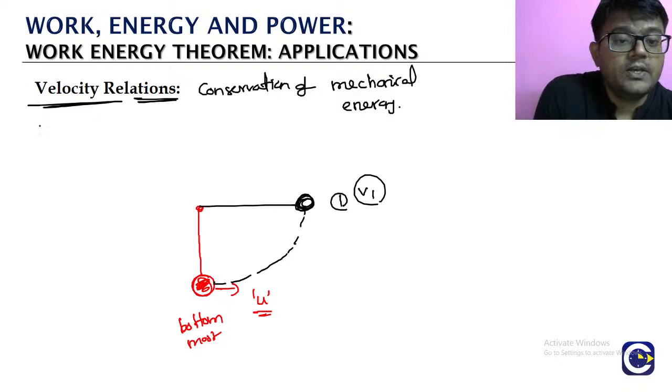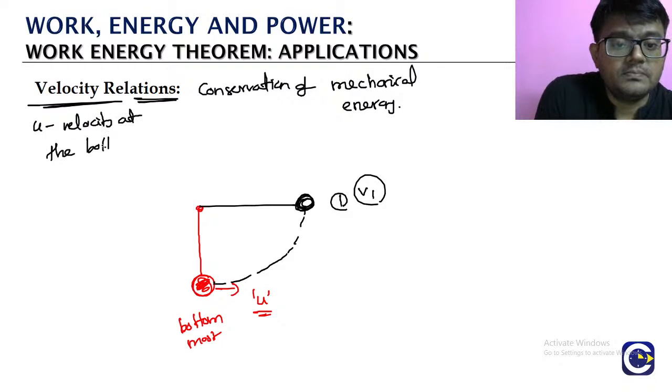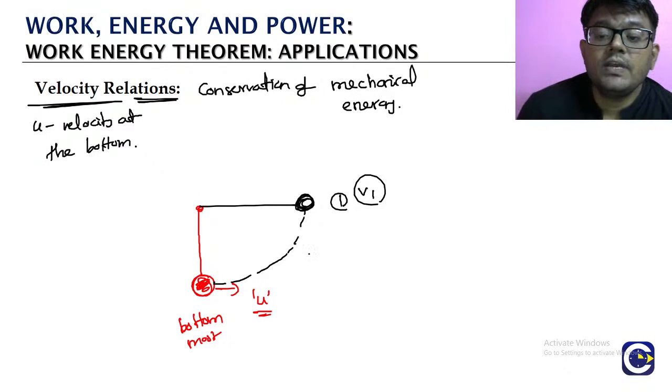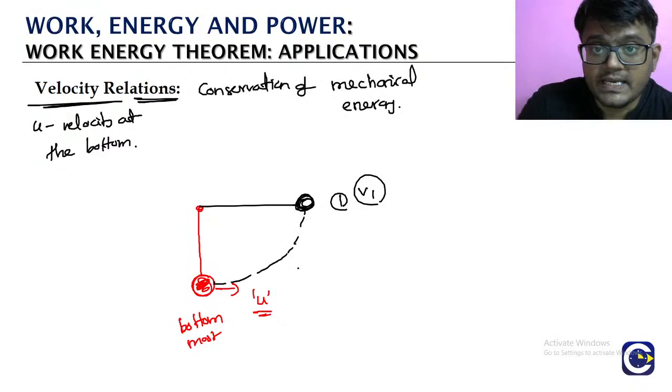u is the general symbol that we use for representing the velocity at the bottom. The horizontal part, generally we will take as point 1, and there the velocity we represent as V1. So how will we relate the velocities? What is it that we have? The conservation of mechanical energy principle, right?